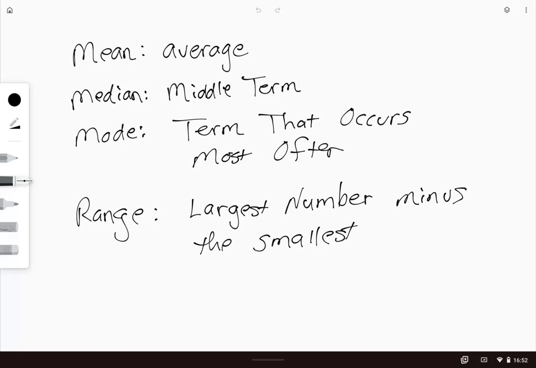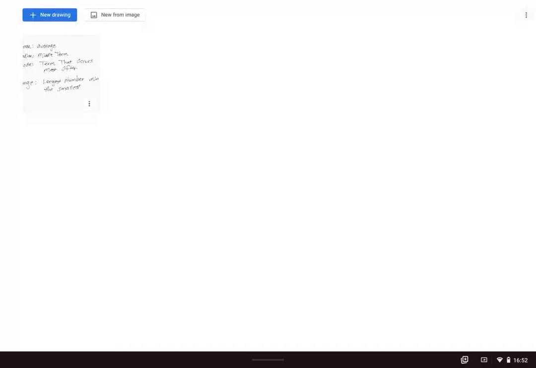Okay, so if we start with our first data set, it's going to be a lot easier if you put it in order from least to greatest. We're going to have 3, 4, 5, 5, 6, 6, 7, and 9. When I add up all these numbers together, I get a total of 45. Now in my data set here, I have a total of 8 numbers. So 45 divided by 8 is going to give me the average.